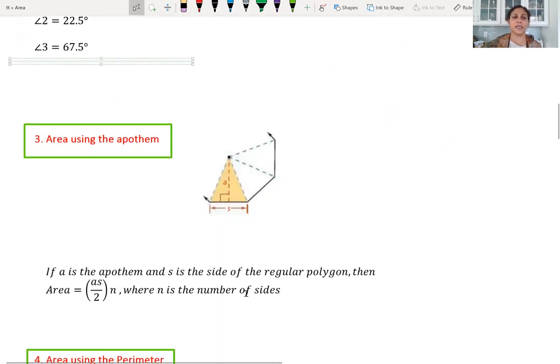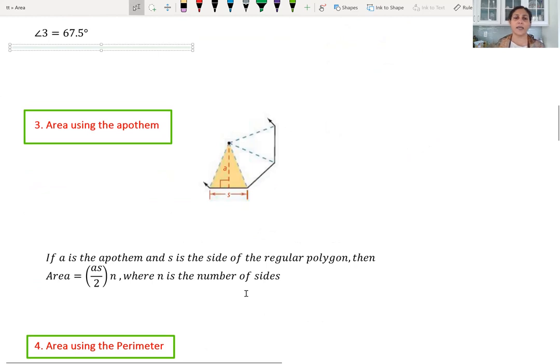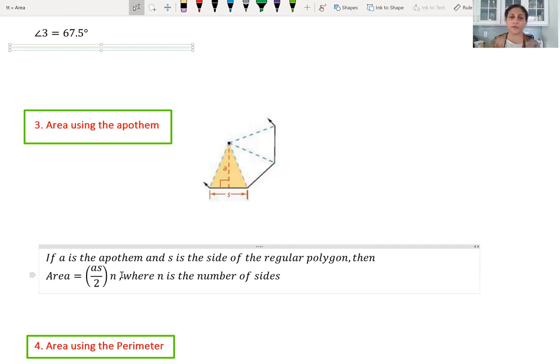So now let's see how we can find the area using the apothem. So if you know the side of the polygon, then you can find all 3 angles inside, and you're going to use either special triangles or trigonometry to find A, which is the vertical apothem. And so each of these triangles is going to be base times height divided by 2. So A times S divided by 2. And then you multiply it by the number of sides there are, and that would give you the sum of all the areas of the triangles.